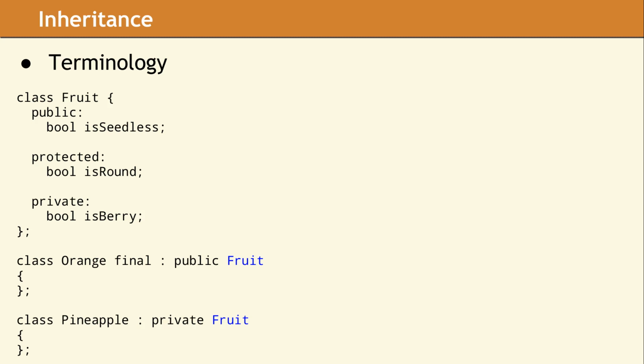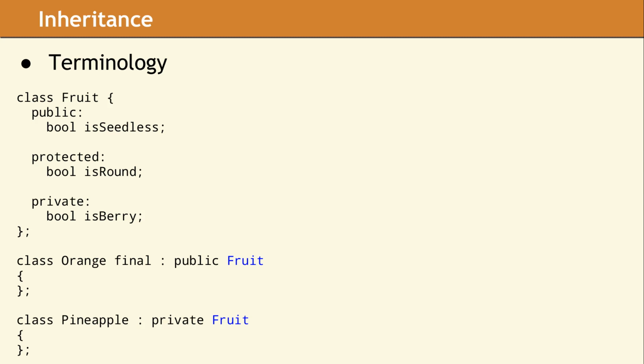The pineapple class inherits from fruit using the private keyword. Even though isSeedless is public in the parent class, it will be inherited as a private data member and not be visible outside the pineapple class. The same rules apply to isRound, which is protected in fruit but becomes private in pineapple.